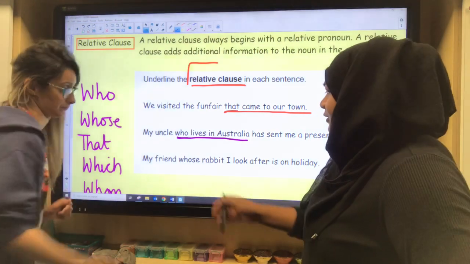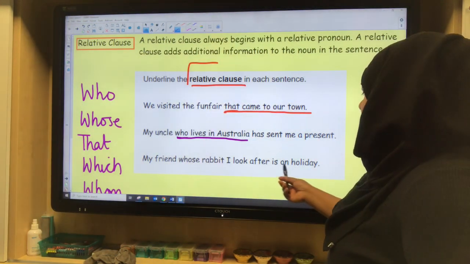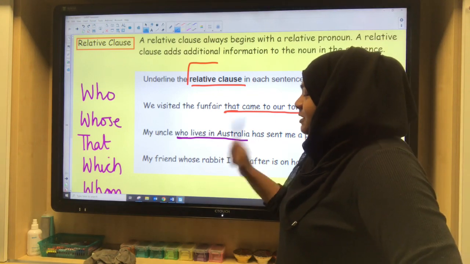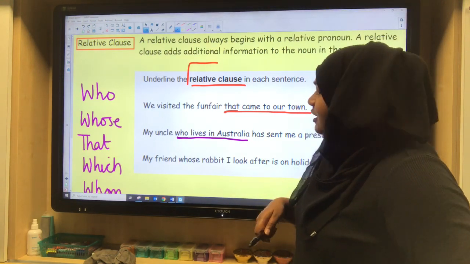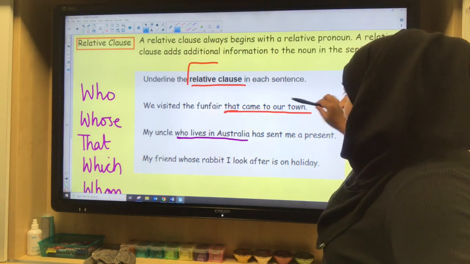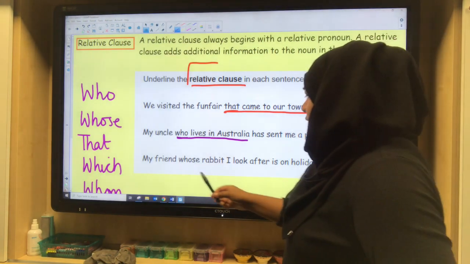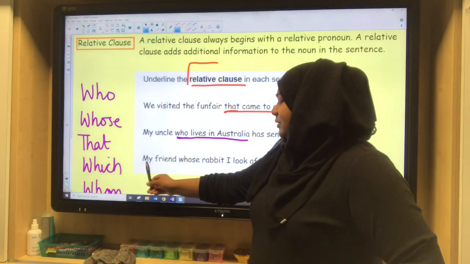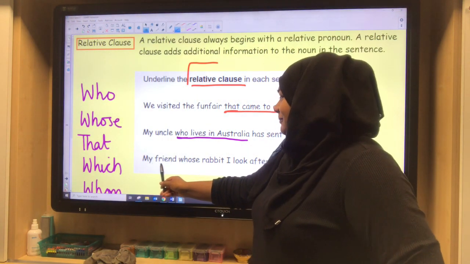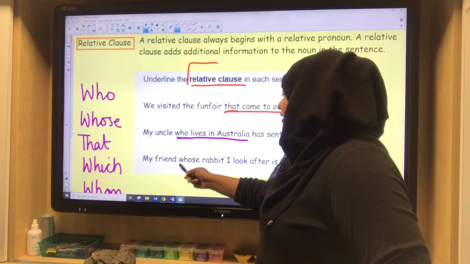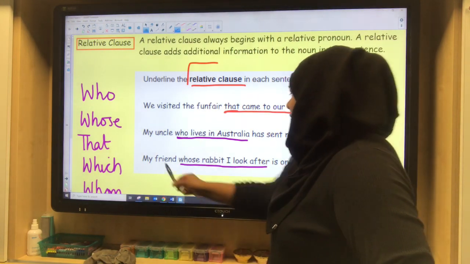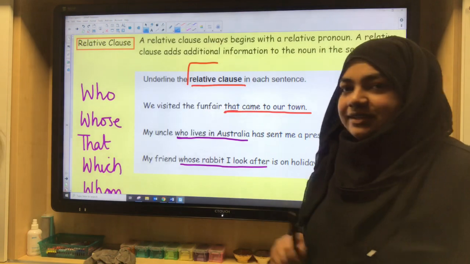Okay? And then the third one. My friend whose rabbit I look after is on holiday. I know already that the relative clause is in the middle of the sentence again. So like Mrs. Gale said, it can either come at the end or the middle of a sentence. So my friend whose rabbit I look after is on holiday. Mrs. Gale told me to stop for the relative pronoun. Stop. Good. So I can already hear, whose rabbit I look after, that's my relative clause, because my friend is on holiday makes sense on its own.